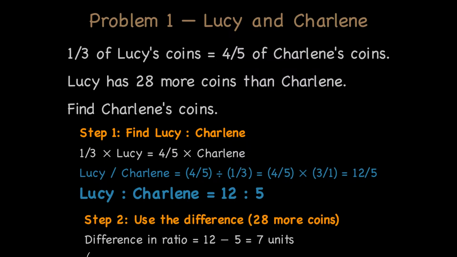Step 2. The difference in ratio values is 12 minus 5, which is 7 units. This equals 28 coins, so 1 unit equals 4. Charlene has 5 units, so Charlene has 5 times 4, which is 20 coins.